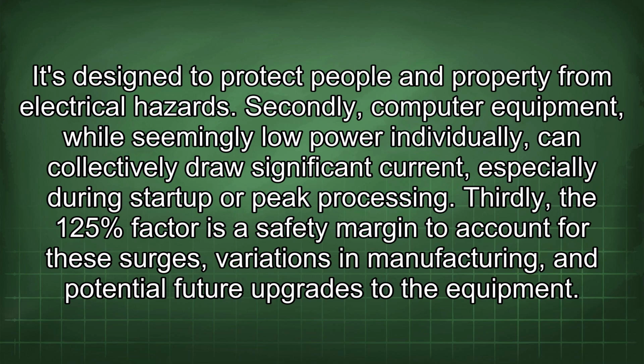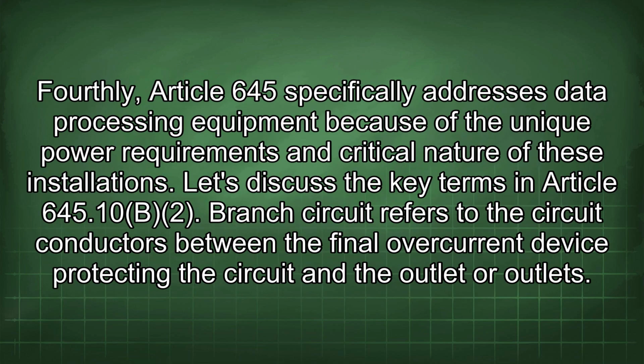Secondly, computer equipment, while seemingly low power individually, can collectively draw significant current, especially during startup or peak processing. Thirdly, the 125% factor is a safety margin to account for these surges, variations in manufacturing, and potential future upgrades to the equipment. Fourthly, Article 645 specifically addresses data processing equipment because of the unique power requirements and critical nature of these installations.